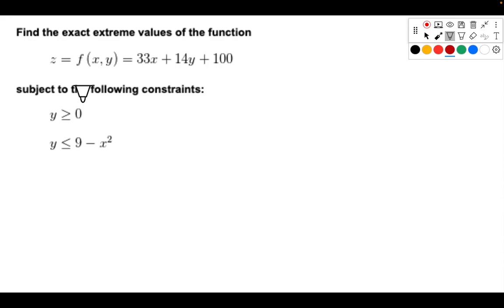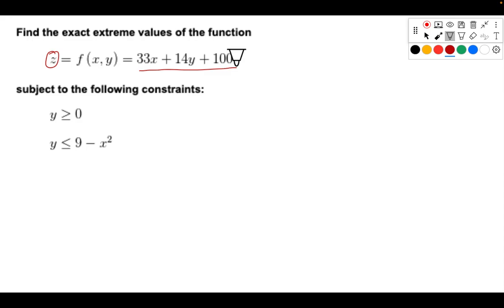Okay, so here's the deal. We've got a function, and remember it's f of x, y, which is actually z. That's a third variable. So now they're making it obvious, but it's got 2 variables, x and y.